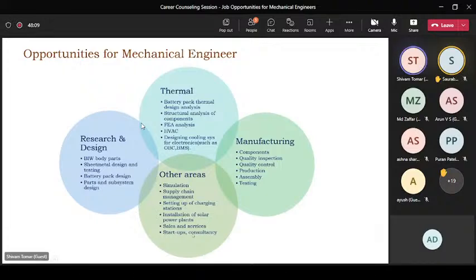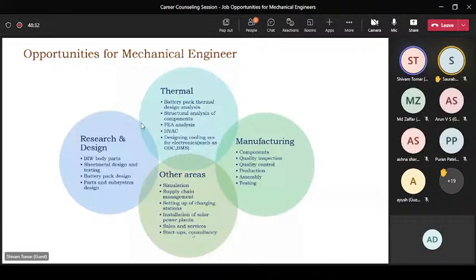Consultancy could be of any type. If you are good in designing, then you can provide design consultancy. If you are good in software services, then you can provide that type of consultancy, or any other kind of consultancy services also you can provide in this EV industry.